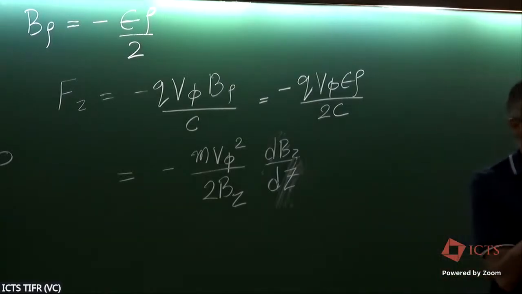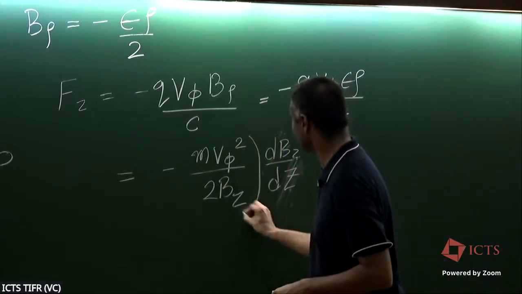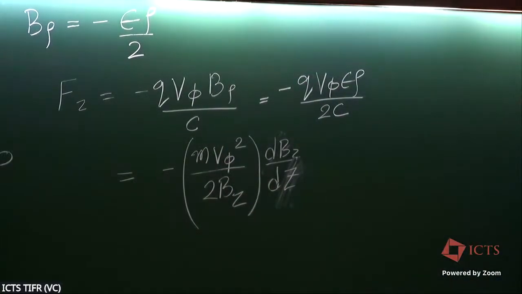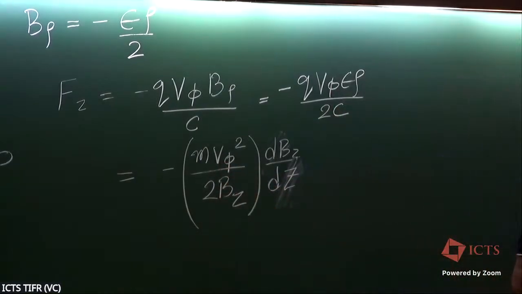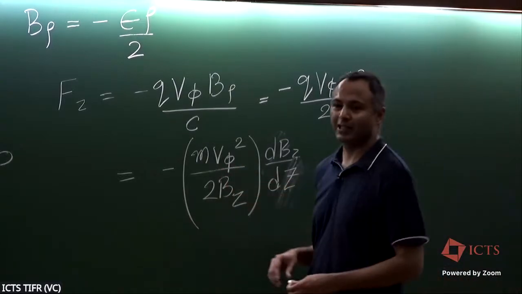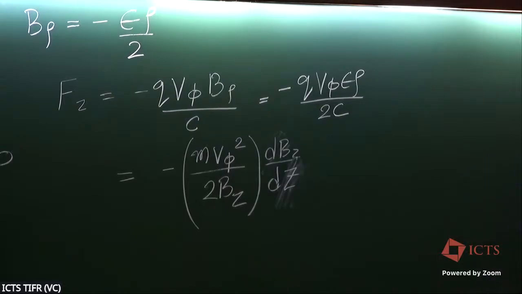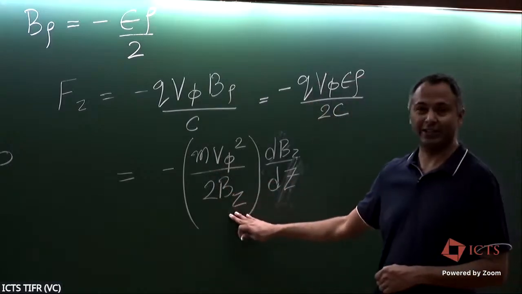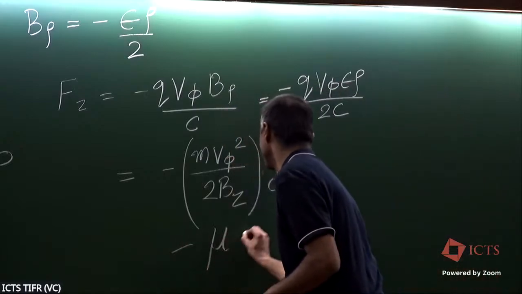Okay, so now there is a mirror force, which is a force along the z component, and that force depends on how quickly the magnetic field is increasing in the z direction, and the perpendicular energy of the electron. Okay, so mv squared by 2 is basically the kinetic energy of the electron because of its gyration. Now that quantity, mv squared by 2 divided by the magnetic field, is called the magnetic moment of the electron. Okay, so this is mu, which is the magnetic moment.